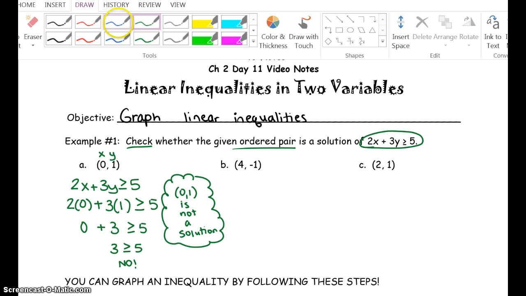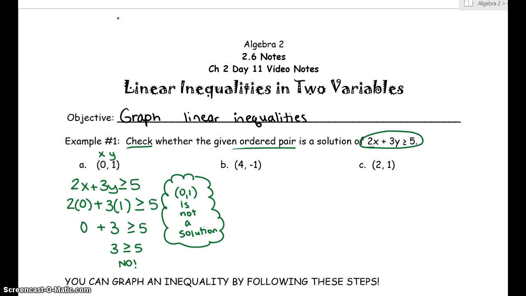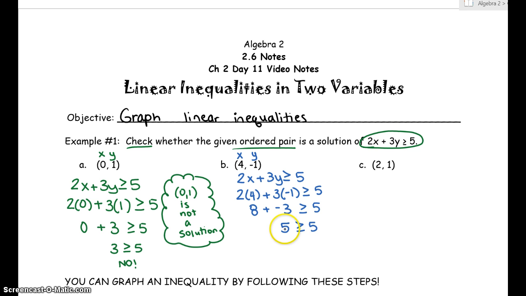Alright, let's try another one. Let's do 4, negative 1. So we're going to go ahead and take this inequality again. 2x plus 3y is greater than or equal to 5. And we're going to substitute in 4 for x and negative 1 for y. So here it goes. 2 times 4 plus 3 times negative 1. Is that greater than or equal to 5? Well, we have 2 times 4 is 8 plus negative 3. Is that greater than or equal to 5? Well, we have 5 is greater than or equal to 5. Since 5 is greater than or equal to 5, we know, yes, this is a true statement.